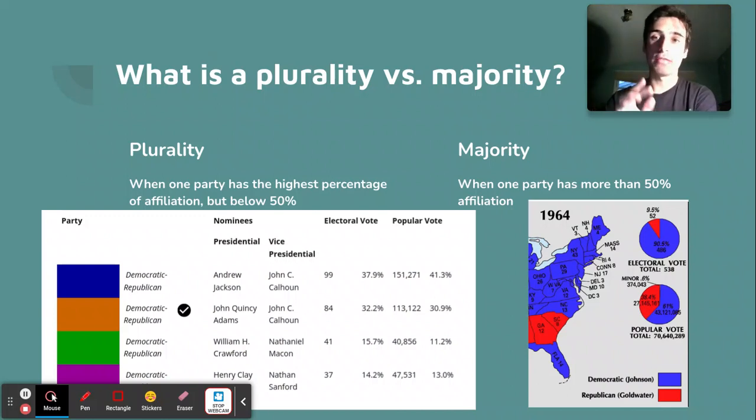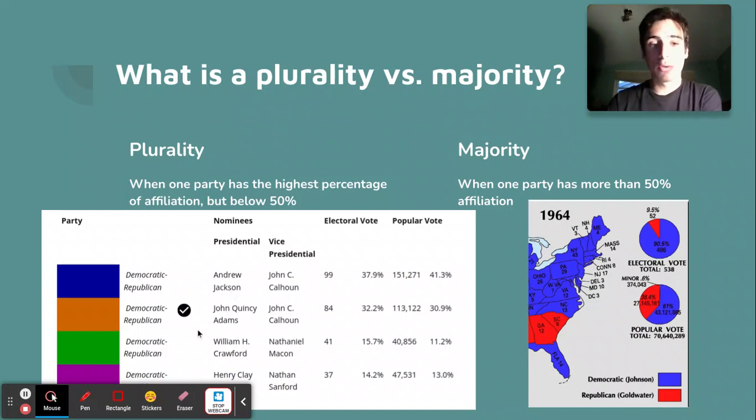Case in point, the election of 1824, which is when the two main contenders were Andrew Jackson with the Democratic-Republican Party and John Quincy Adams with the Democratic-Republican Party. Keep in mind, this is the era of good feelings. Only the Democratic-Republican Party existed.